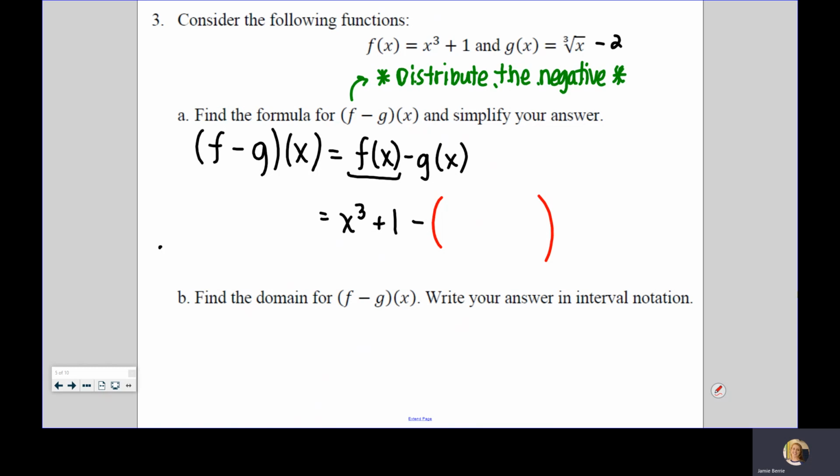All right, so g of x is the cube root of x, and then I added on that little minus 2 there. All right, so cube root of x minus 2. All right, so let's distribute the negative, and then combine like terms. All right, so we have x cubed plus 1 minus the cube root of x plus 2.